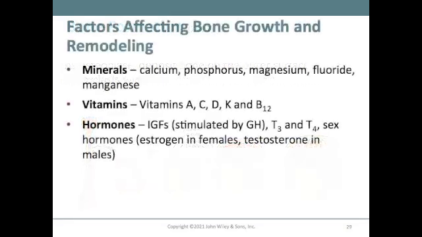Okay, so bone growth. Factors affecting bone growth and bone remodeling, page 191. Minerals: calcium, phosphorus, magnesium, fluoride, and manganese. Let me put it this way. Think about your body, or your friend's body, or your partner's body, or your patient's body. It could be your dog's body for that matter, or your cat, if you've got a pet.